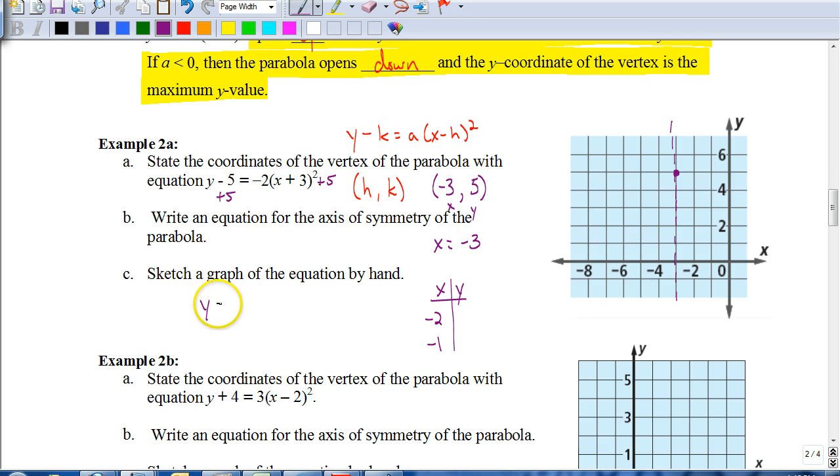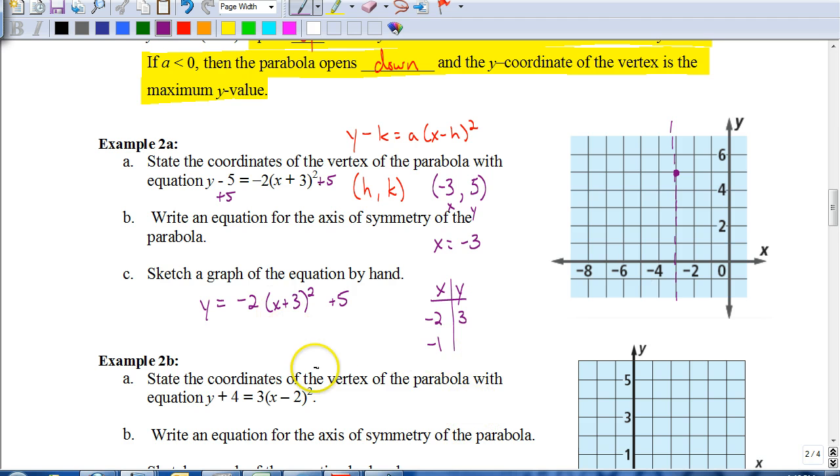So my equation that I'm using here is now y equals negative 2 times (x plus 3) squared, and then we're going to add 5. So I'm going to put negative 2 in my equation. Negative 2 plus 3 is 1. 1 squared is 1. Multiply that times negative 2, I get negative 2. Negative 2 plus 5 is 3.